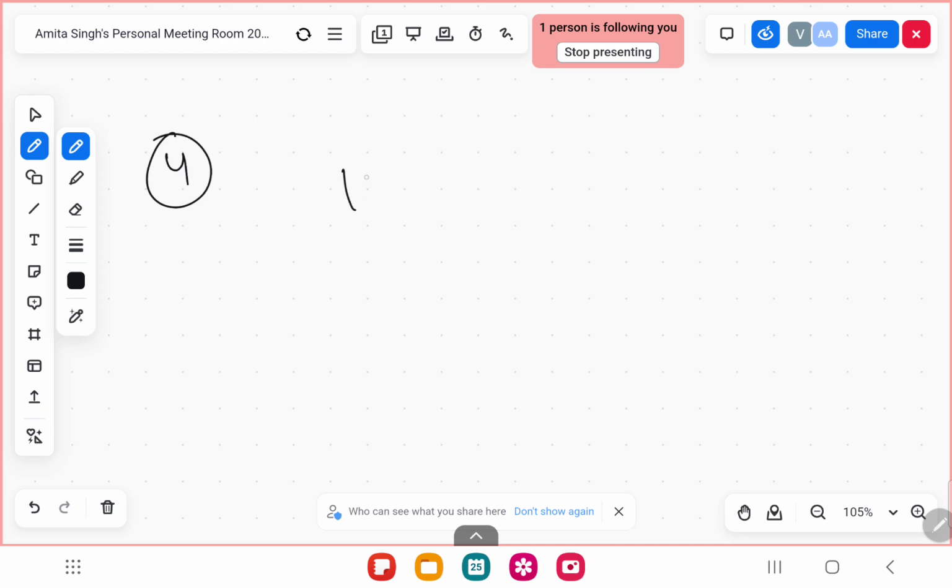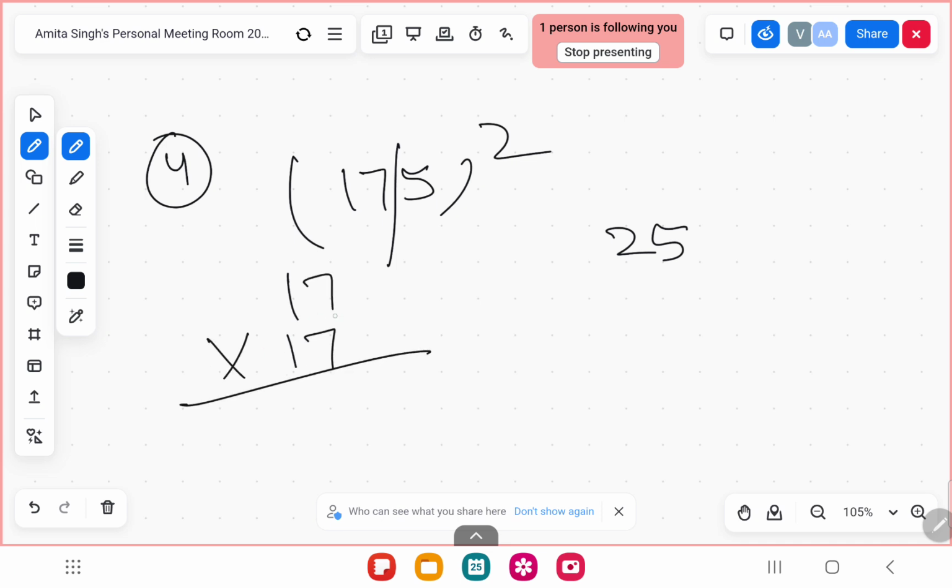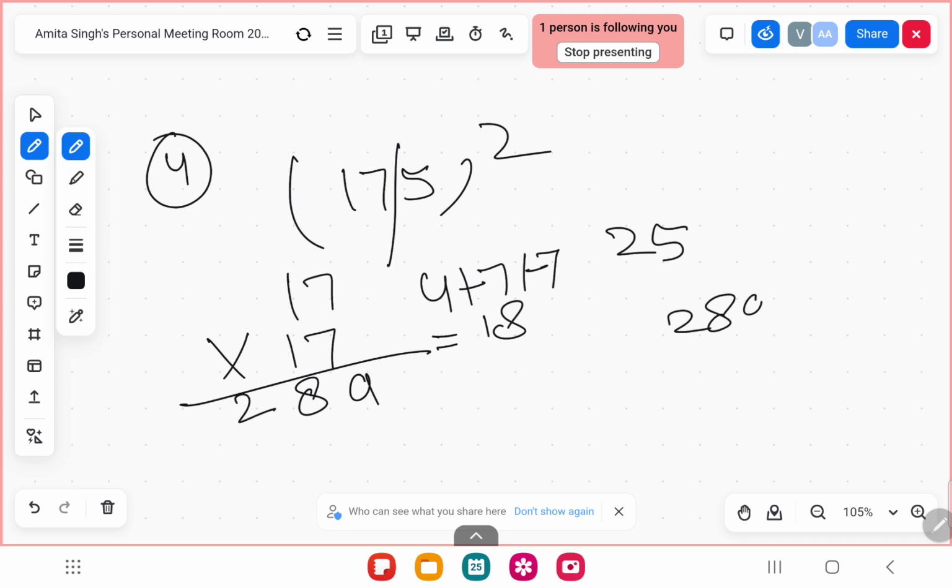175 square. Okay. 5 fives are 25. 17 into 17. 7 and 7. 7 plus 7, 14. 8. 1 ones are 1. Okay. 1 plus 1, of course, 2. So, 289.